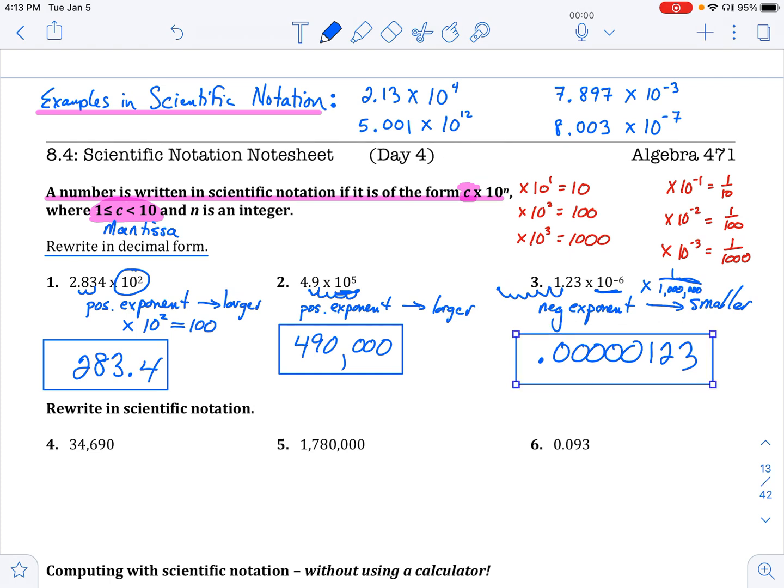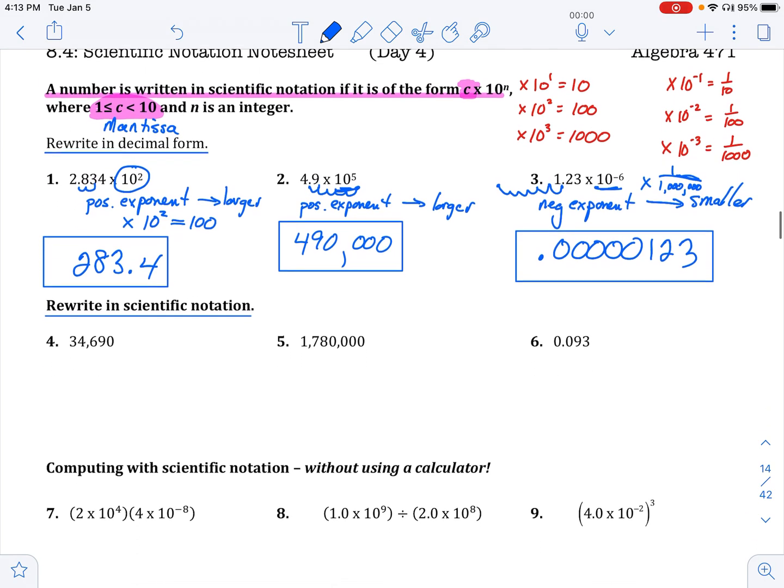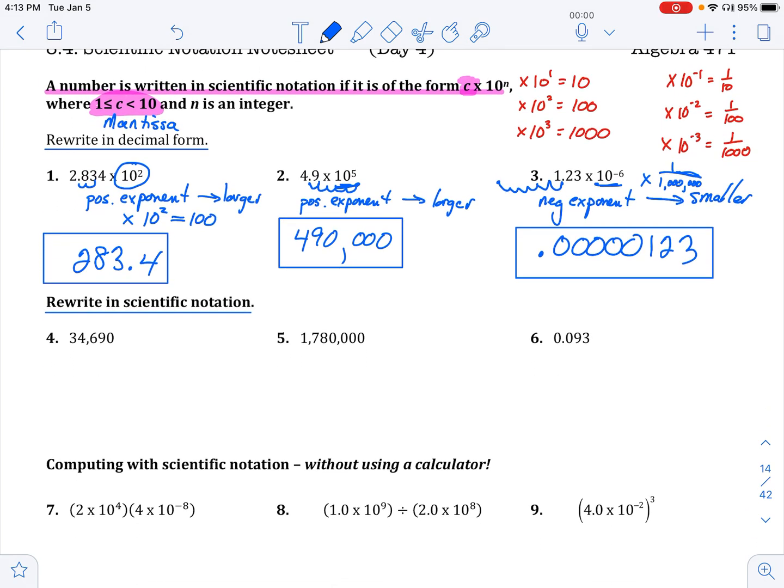All right, let's prepare for ourselves as we look at problems 4, 5, and 6. Now the directions are going to flip us around, and they're going to ask us to write in scientific notation. So I'm going to realize here that we're dealing with a number that is greater than 10. So that means that I'm going to be dealing with a positive exponent.